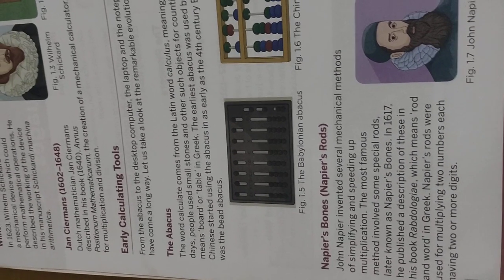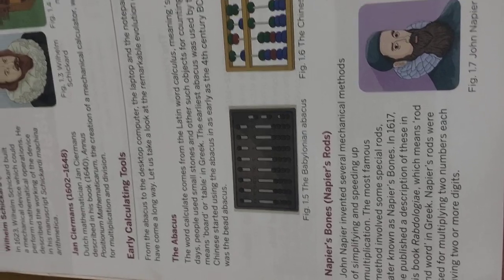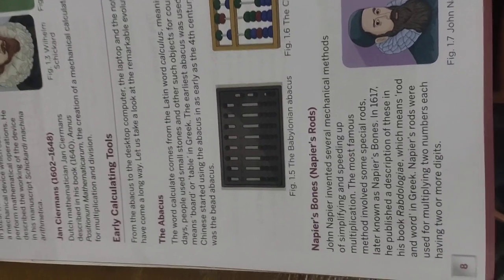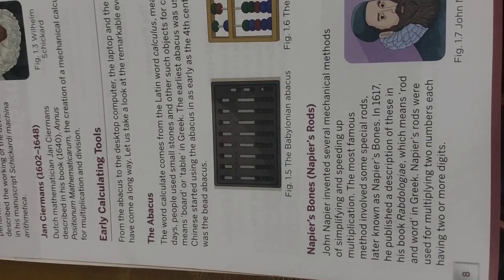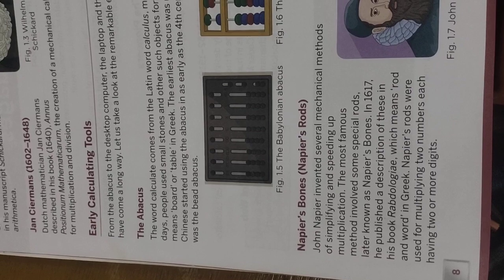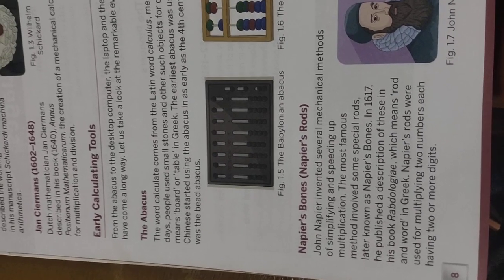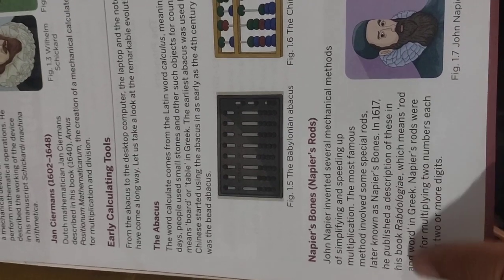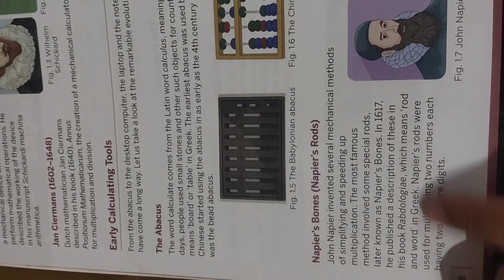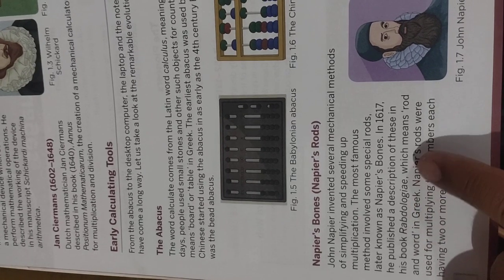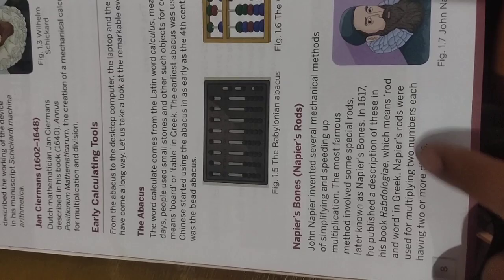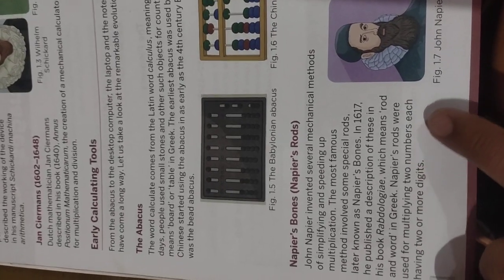He developed mechanical methods for simplifying and speeding the calculation of multiplication. The most famous method involved special rods later known as Napier bones. It is written here that in 1617 he published a description of these in his book Rhabdology, which means rod and word in Greek. Napier rods were used for multiplying two numbers each having two or more digits.